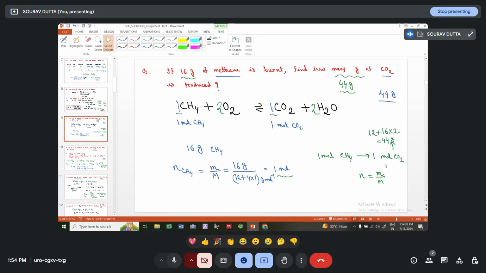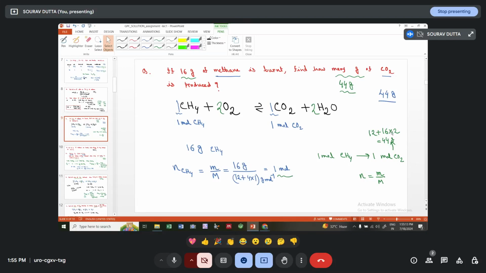But in our question, mole number is not the question. Our question is how many grams of carbon dioxide is produced. So we have to convert this mole number into gram. Very easy. You know that n equals m by M, mass by molar mass. For carbon dioxide, you can calculate molar mass easily. That is 44 gram: for carbon 12, for oxygen 16, and there are 2 oxygens, so 16 into 2, that will be 44 gram. So here capital M, the molar mass, is 44 gram, mole number is 1 mole. So what is the mass? 44 gram.